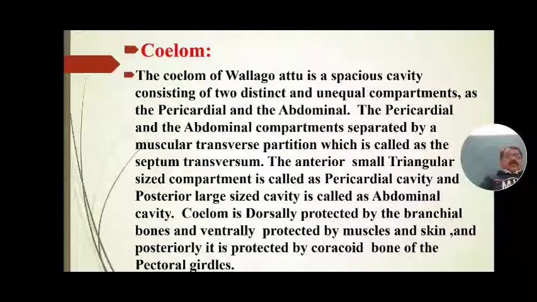The coelom is dorsally protected by the branchial bones. Ventrally, it is protected by the muscle bundles, myotomes, and skin, and posteriorly, the coelom is protected by the coracoid bone of the pectoral girdle.